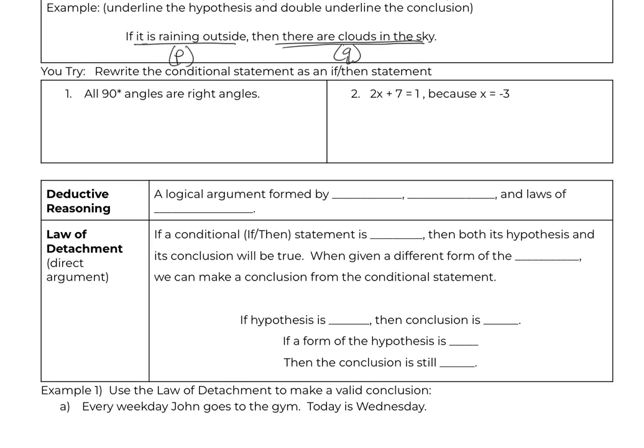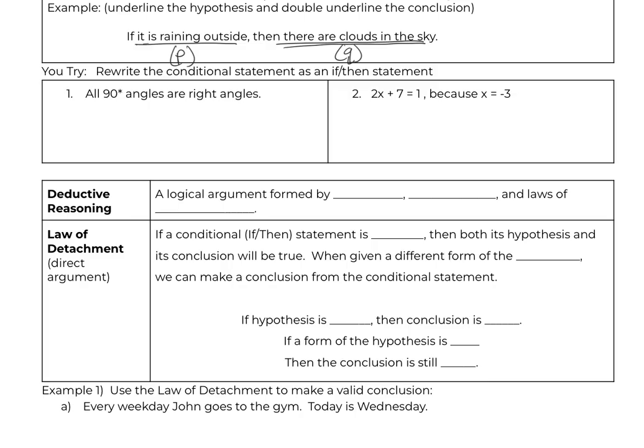So I want you to try and pause. Again, we're just trying. I know this is new, so make an effort, write something down, and if it's wrong, that's okay. But this is where your brain grows when you try and do this on your own. Try and rewrite this conditional statement as an if-then statement. So you're going to write if blank, then blank for both of these.